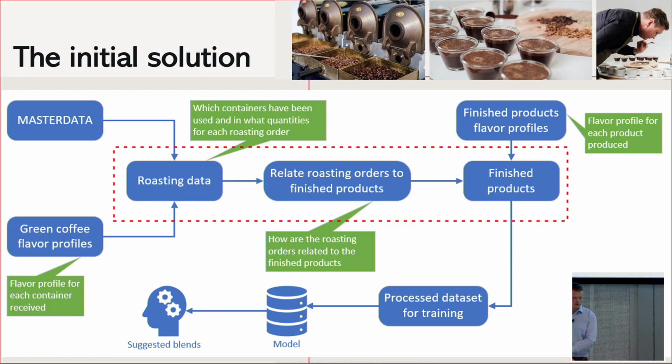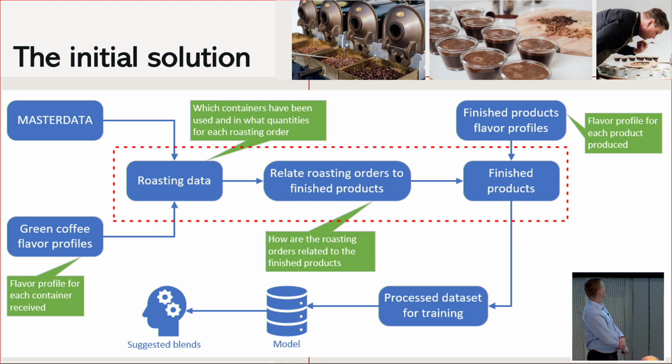So what we were trying to do was, like I said, utilize our data better, and all the structure we had ended up building across our systems. Very simply said, we know exactly which containers we receive at any point in time, and we know the exact flavor profiles for each of these containers. We know exactly which roasting orders each container has been used in and in what quantities. We know which finished products each roasting order has been used for, and we know the flavor of each product.